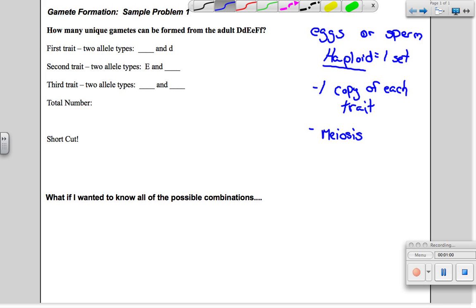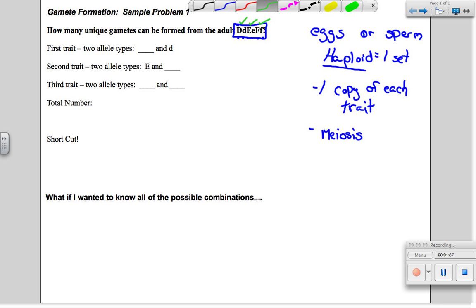In this example, sample problem 1, I want to know if the adult is the diploid organism whose genotype is capital D, lowercase d, capital E, lowercase e, capital F, lowercase f. How many different gametes can be formed from that combination? Let's first start by identifying how many traits are involved. I have the D trait, so here's one trait right here. I have E's, so that's 2 traits, and I have F's, so 3 traits.